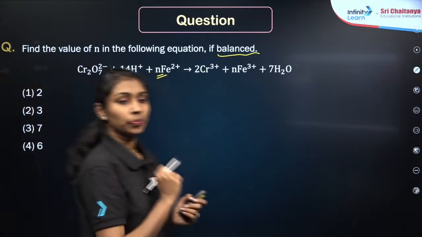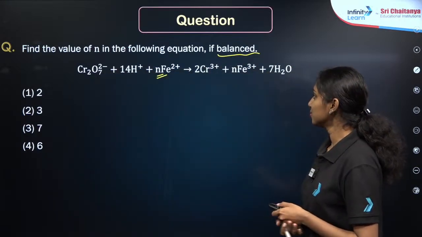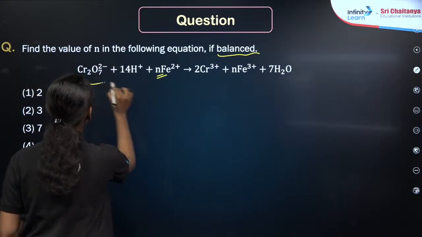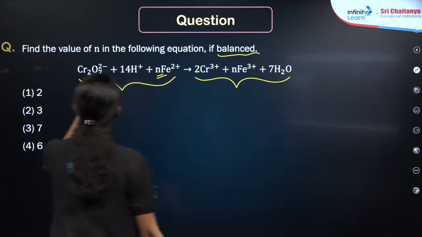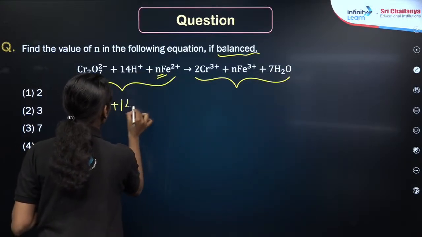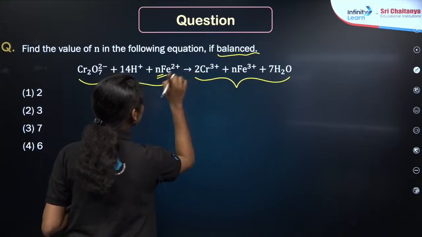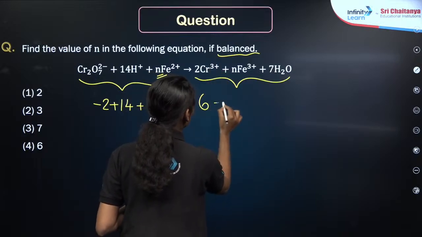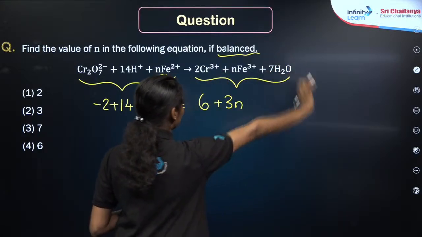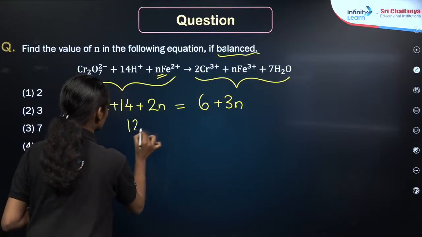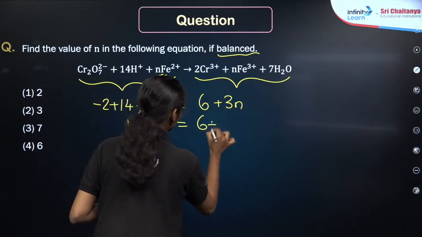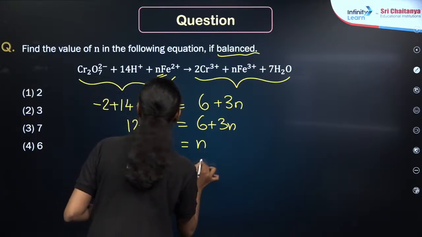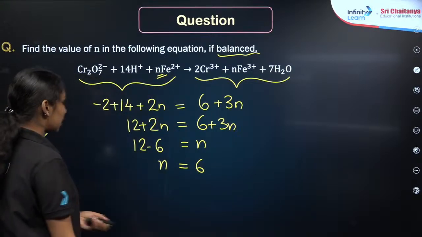Okay, what is the answer here? According to the balanced redox reaction, the total charge should be equal, right, on both sides. As you can see here, it is minus 2 plus 14 plus 2n. Plus 2 will be the charge of one iron atom. For n atoms, it will be 2n. Then what about here? 2 into 3, 6, right? Plus 6 plus 3n. This is neutral, therefore it will be 0. While calculating here, you will get 12 plus 2n is equal to 6 plus 3n, or 12 minus 6 is equal to n, right? So n is equal to 6, which means option 4 will be the correct answer. Clear?